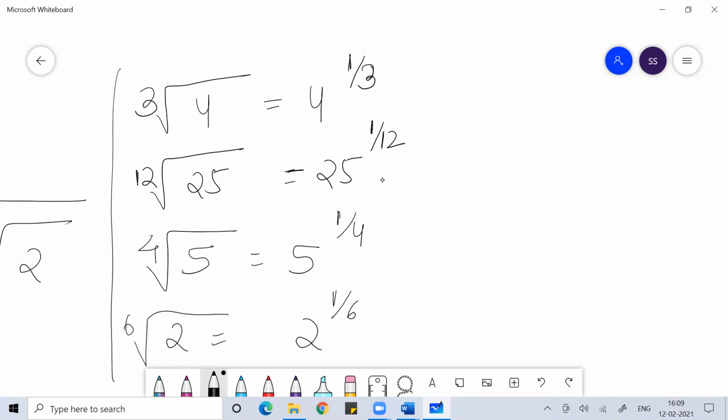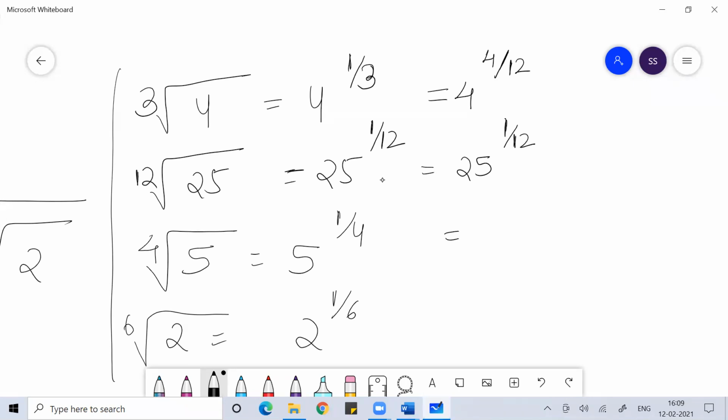So if you find the LCM of 3, 12, 4 and 6, it is 12 only. I hope you are getting that the LCM of 3, 4, 6 and 12 is 12 only. So I can write this 1 by 3. Can I write 1 by 3 as 4 by 12? You will get 1 by 3 only. So that is a link in your mind.